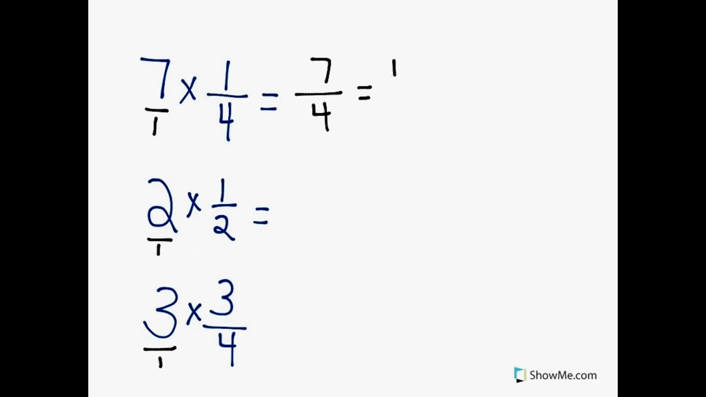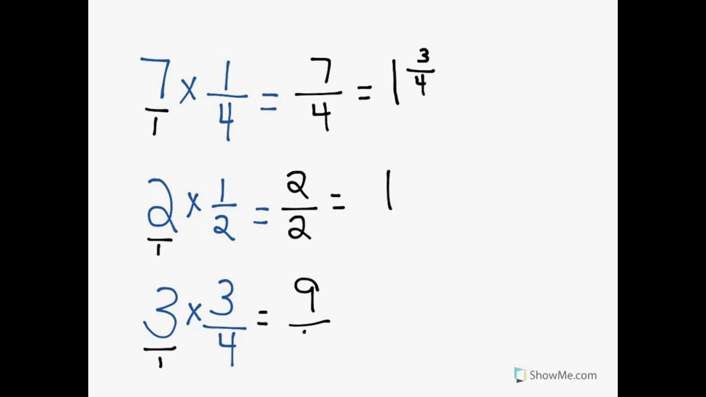4 goes into 7 one time, with 3 left over. Our denominator is 4. Let's go down here. 2 times 1 is 2. 1 times 2 is 2. 2 over 2 equals 1 whole. And then we have 3 times 3 equals 9. 1 times 4 is 4. 9/4. And that is equal to, well, 4 goes into 9 two times with 1 left over, and 4 is our denominator. So those are my total amounts.